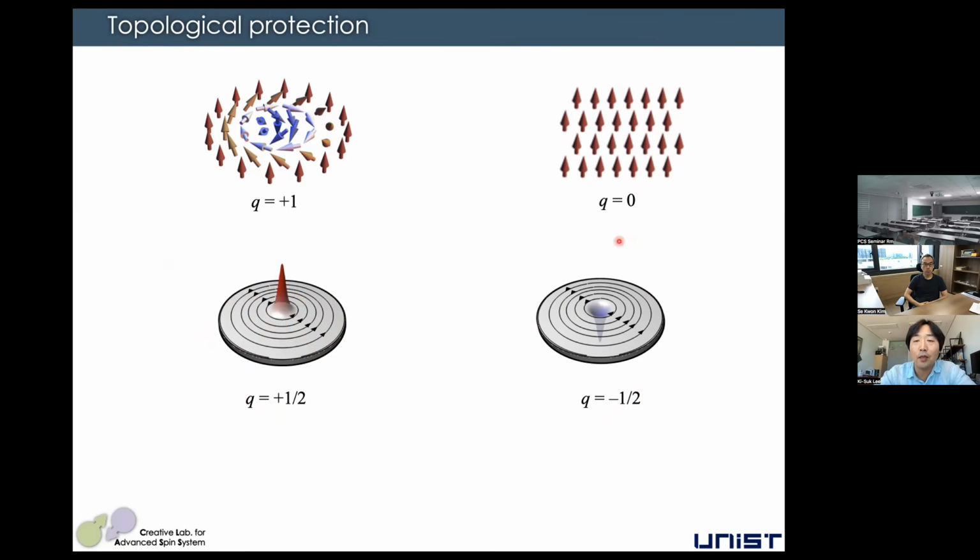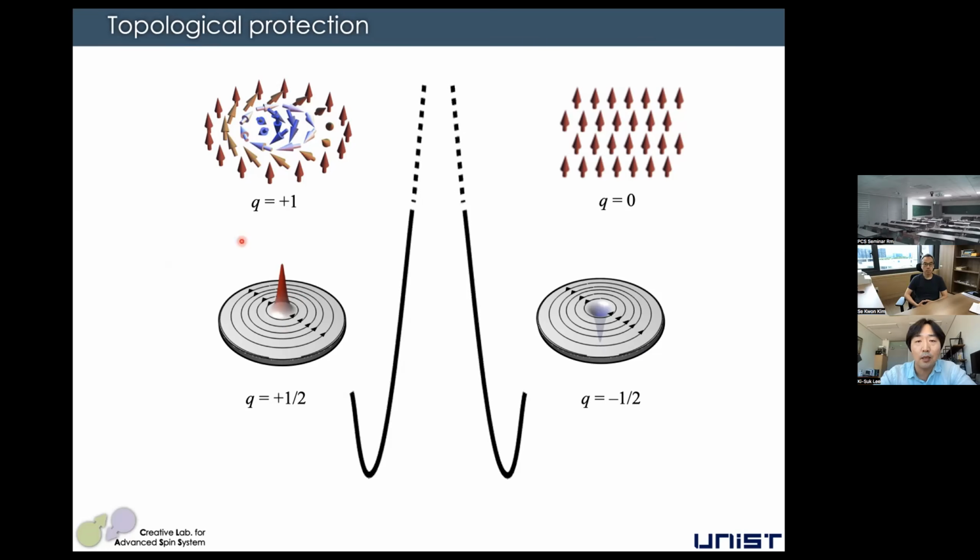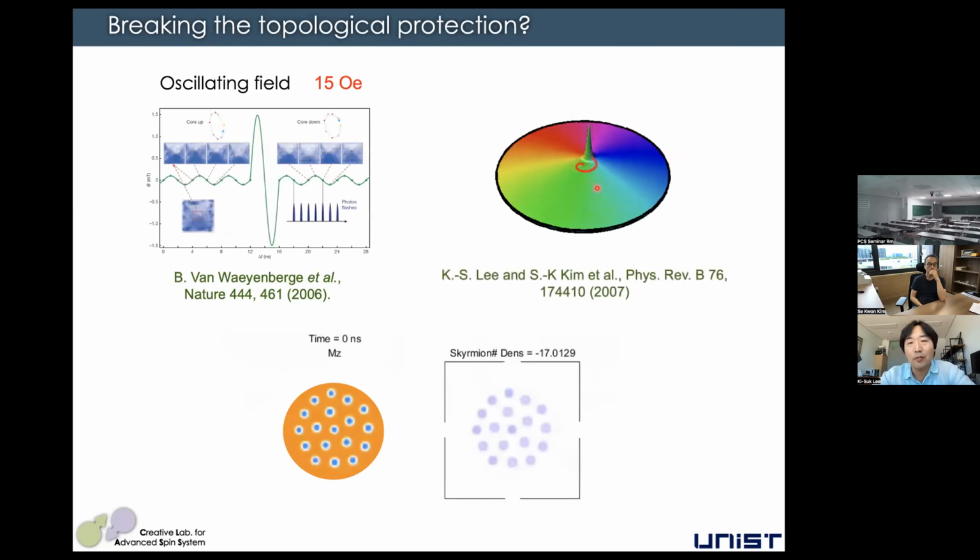And if we adopt the topological protections, and if we think about the energy barrier between the two states, it would be an infinite energy barrier. It means you cannot change from one structure to another with a different topological charge. Okay. However, in real systems, scientists found such protection is not complete. Here is an example of breaking the topological protection.